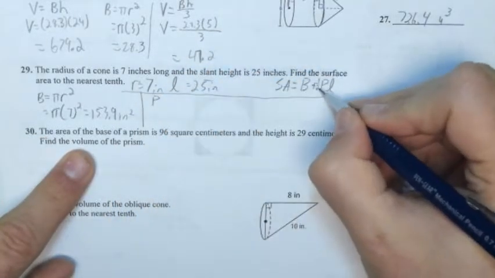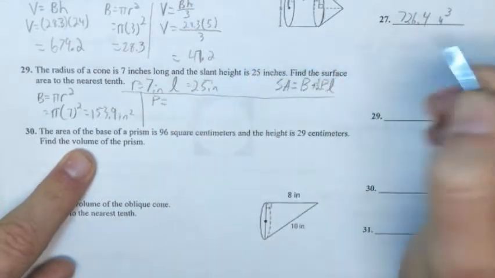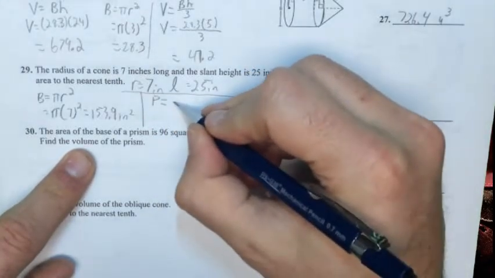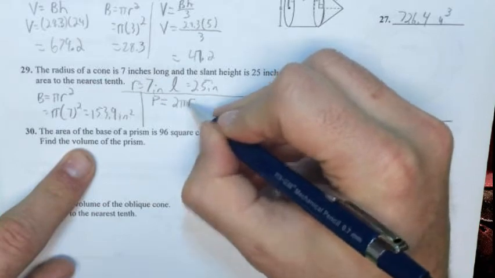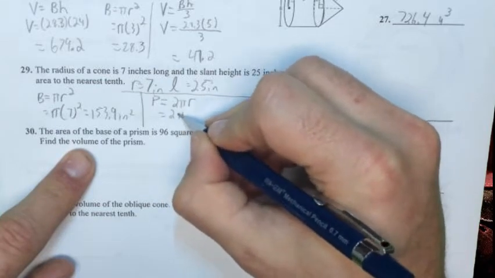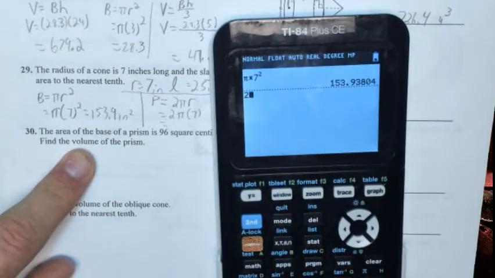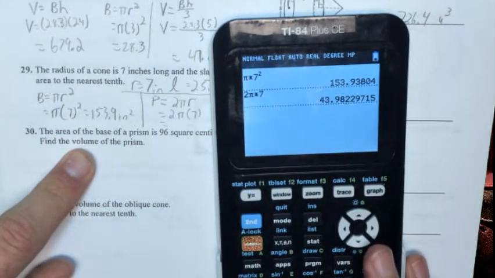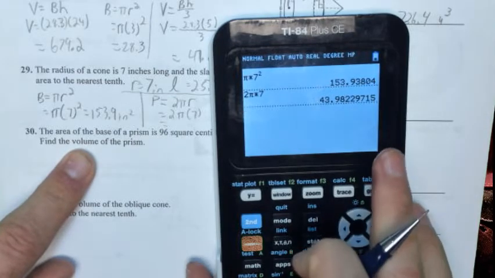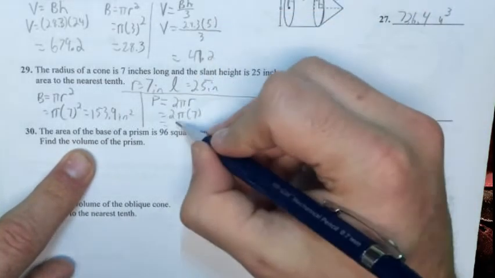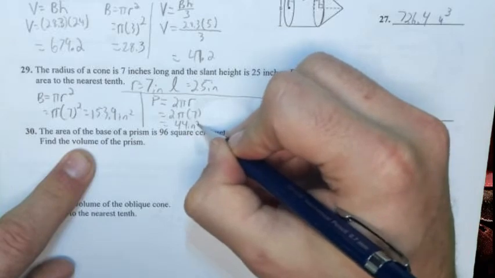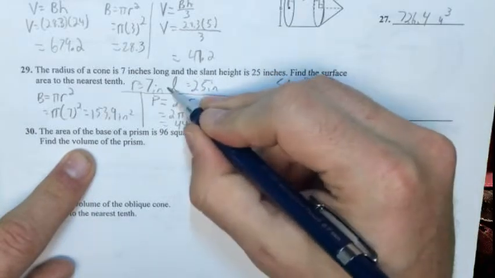Now I need my perimeter of the base. Perimeter of the base for a circle is 2 pi r. So that's 2 times pi times 7. 2 pi times 7 is 43.98, rounds up to 44. And then slant height I'm directly given.